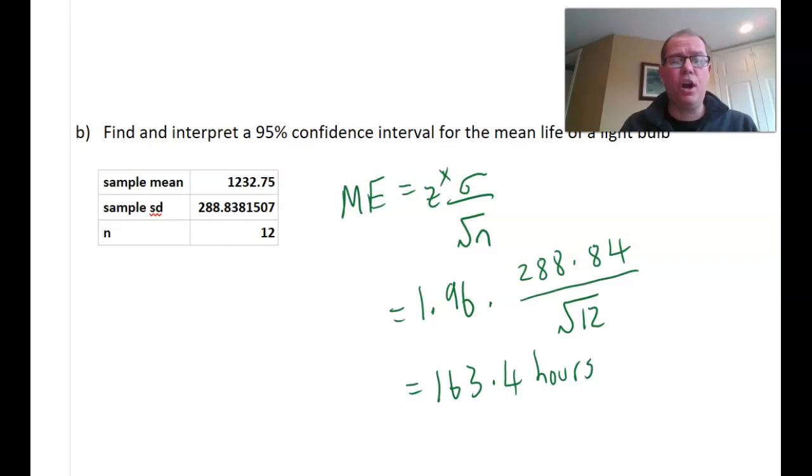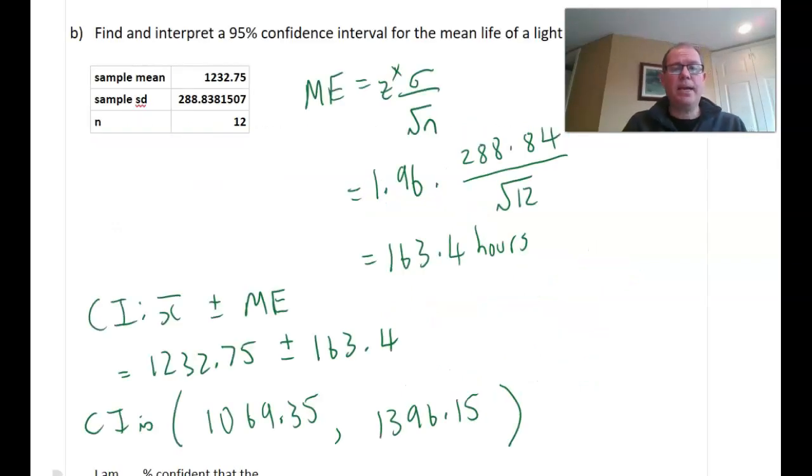So now we can work out the confidence interval. We've worked out our margin of error of 163.4 hours. And remember, to work out the confidence interval, we take the estimate, our sample mean, x bar, plus or minus our margin of error. So from our data, our sample mean of 1,232.75 hours, plus or minus our margin of error, 163.4 hours, gives us a confidence interval from roughly 1,069 to 1,396. And now we need to interpret it using our classic sentence.